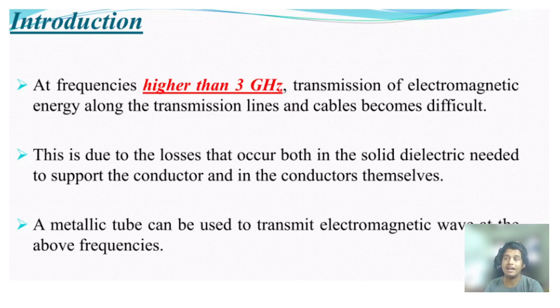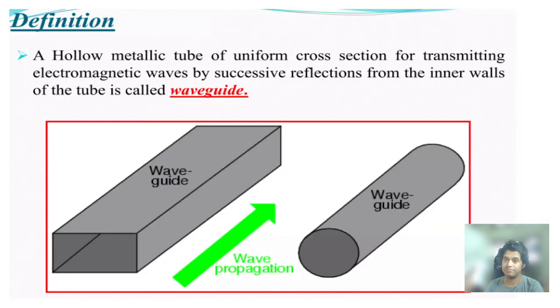At frequencies higher than 3 GHz, the transmission of electromagnetic waves along transmission lines and cables becomes very difficult. This is mostly due to the loss that occurs both in the solid dielectric needed to support the conductor and in the conductors themselves. Metallic tubes can also be used to transmit electromagnetic waves at the above frequencies.